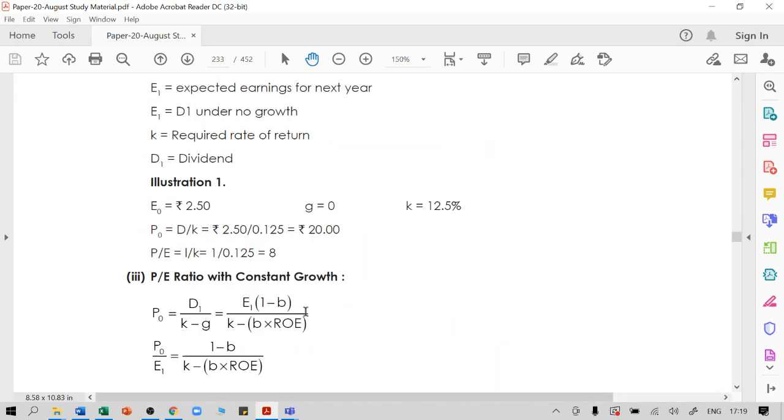Okay, look at this illustration number 1. It says that earning per share of your company is rupees 2.5. The growth in earning in your company is 0. Cost of equity is 12.5%. Now you know that market price of any share is dividend divided by cost of equity. So dividend or earning in your company is 2.5 rupees divided by cost of equity 0.125. That gives you price of 20 rupees. Right? So one can calculate price to earning ratio. The formula for price to earning ratio is 1 divided by cost of equity, which will be 8 times over here.